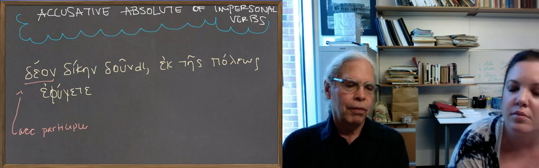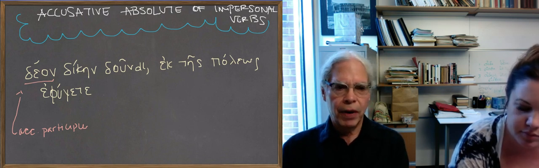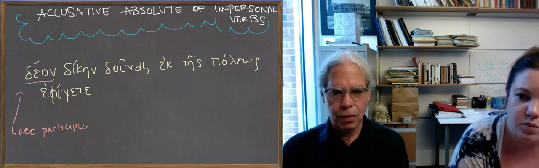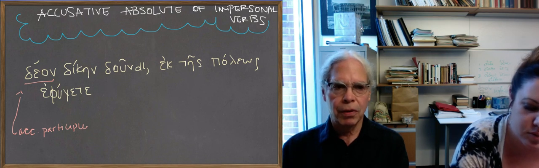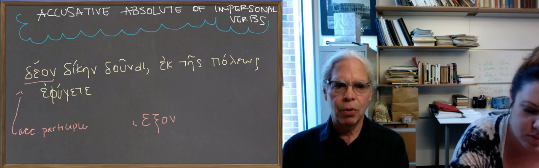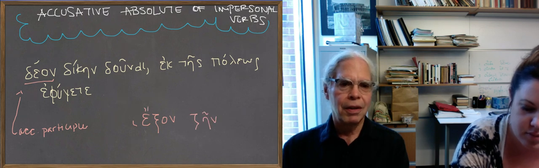You also see it often with the neuter accusative singular participle of exesti, another verb in this lesson, which means it is possible. Exon zen, it being possible to live. There's a famous quote in Thucydides. Hemin de exon zen, me kalos, it not being possible for us to live well. You know this one? Hemin de exon zen.